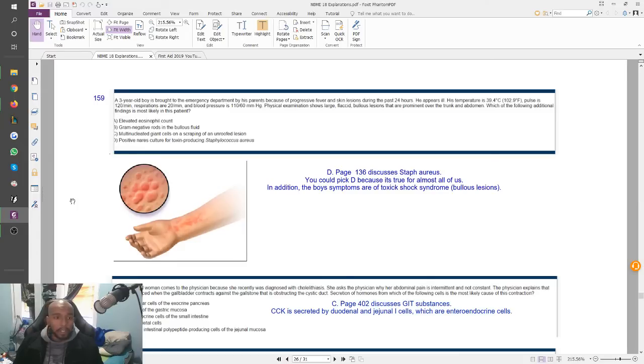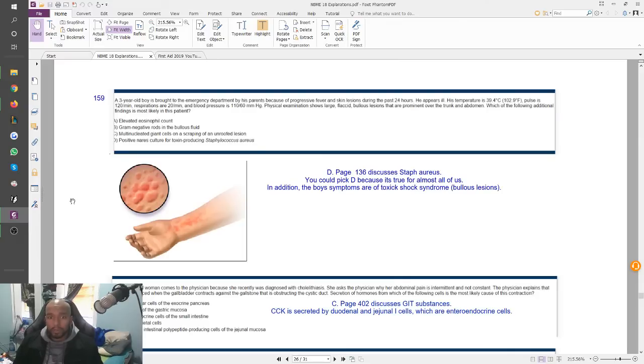D, positive Nair's culture for toxin-producing Staph aureus. That answer choice you can't really go wrong with because everyone would probably have positive Nair's culture for toxin-producing Staph aureus, right? Like even you and I, because Staph aureus is actually part of our flora. It just doesn't cause infection in us because we're not suppressed in any way. So that was the answer here. This guy just has Staph aureus infection. You could pick D because it's true for almost all of us.